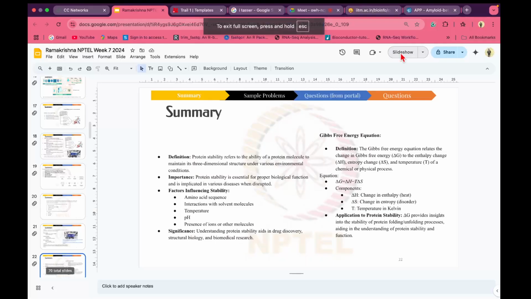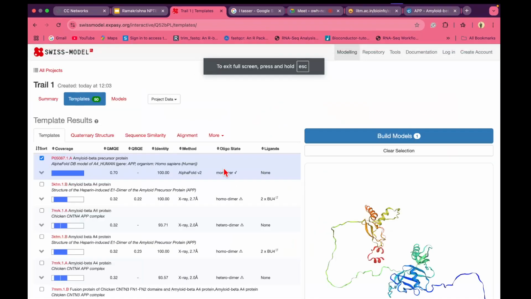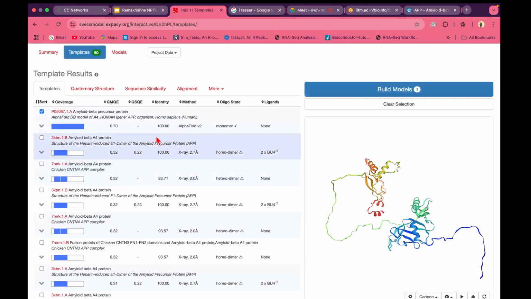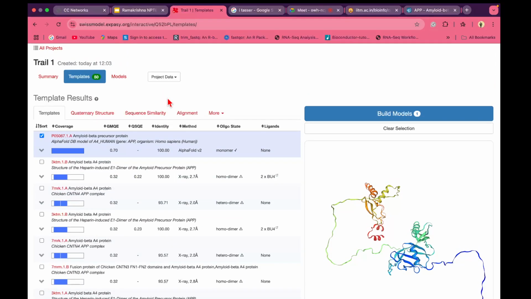Okay, before moving on to stability. So here initially we have given an input sequence and we search for a template. These are the templates that have high alignment or high score. If you see identity, template one, which is from amyloid beta precursor of human, has 100% identity, and this structure is already from AlphaFold.